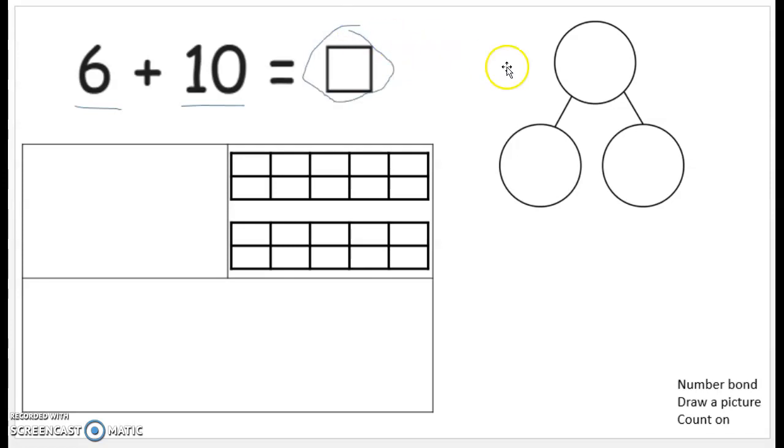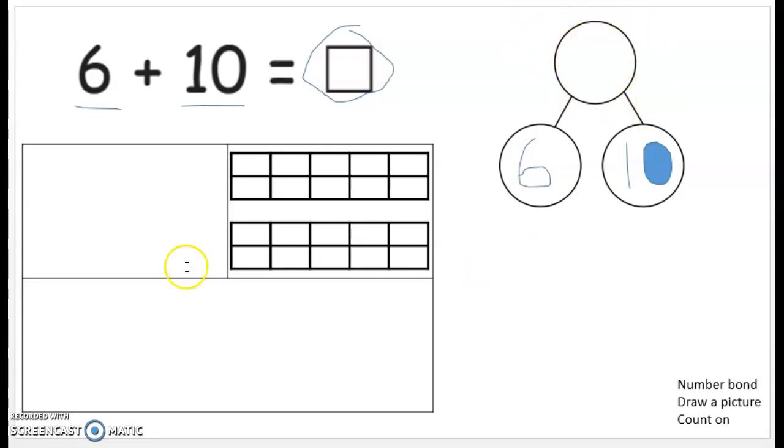We're going to use our number bond to help us organize our numbers. 6 is a part. We're going to put it here in the number bond. 10 is the other part, so we're going to put it here. When we find the whole, the answer goes here.